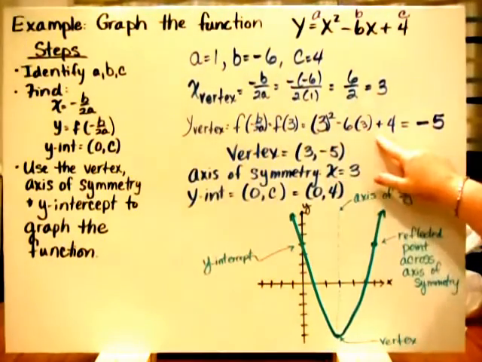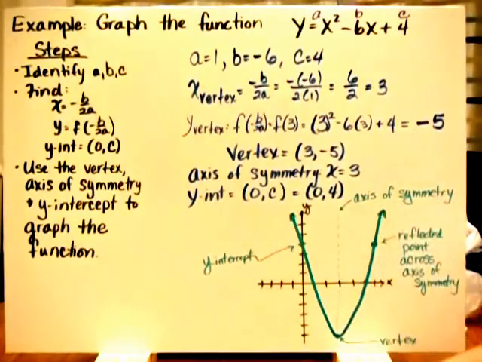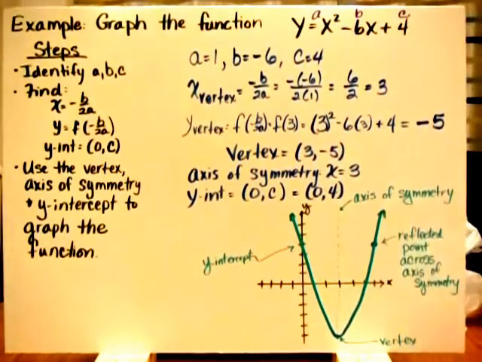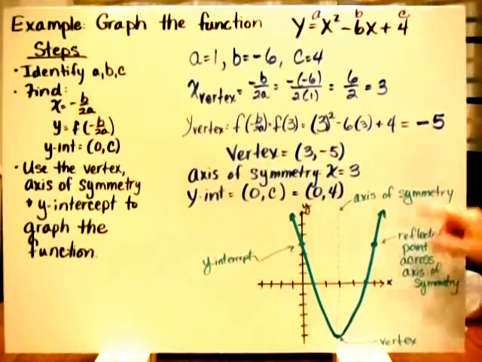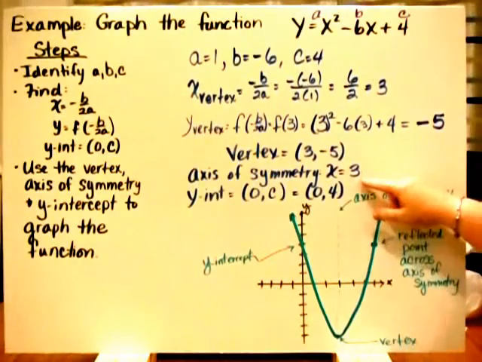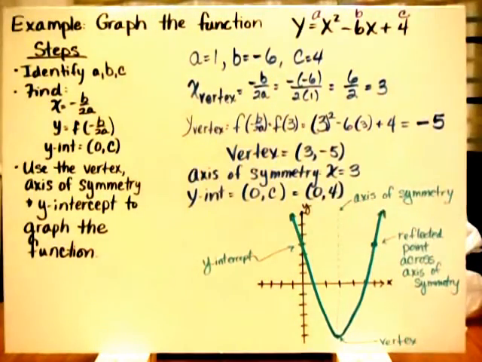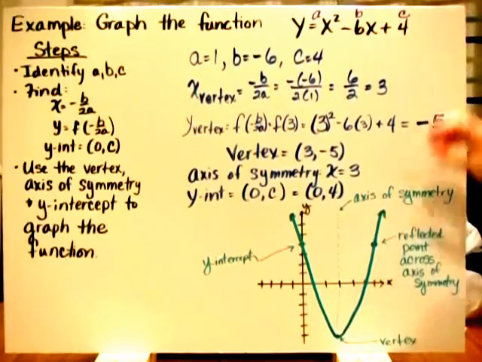You can either work this out by hand or substitute it into your calculator just like you see it, and you will get y equals negative 5. So your vertex is the point 3 from here and negative 5 from here. Your axis of symmetry is going to go through the vertex, so it is x equals 3. Your y-intercept is the point 0, c, which would be 0, 4.